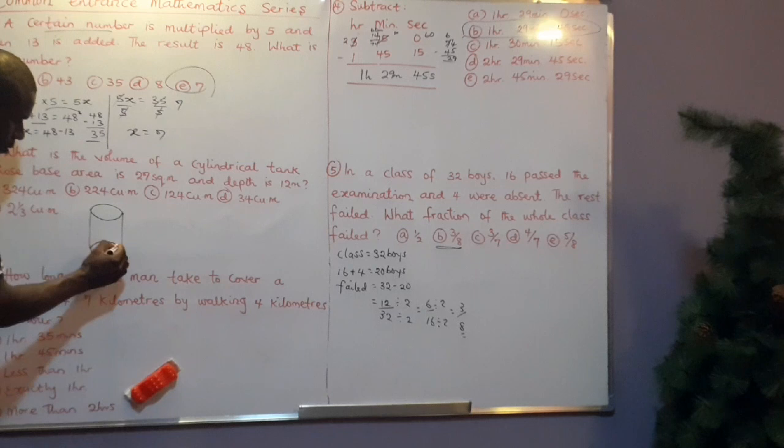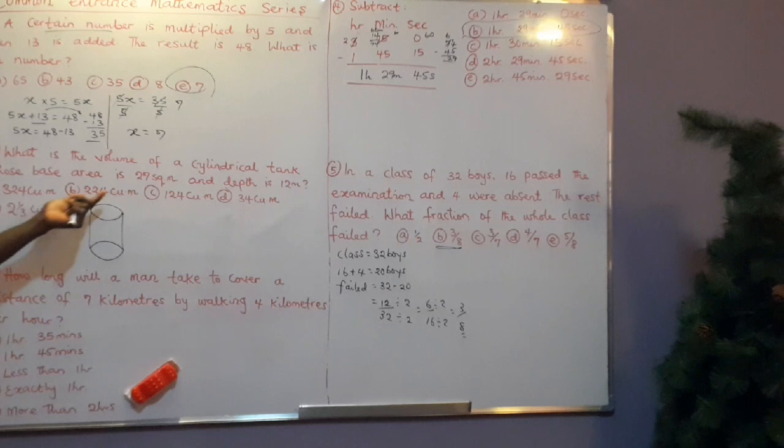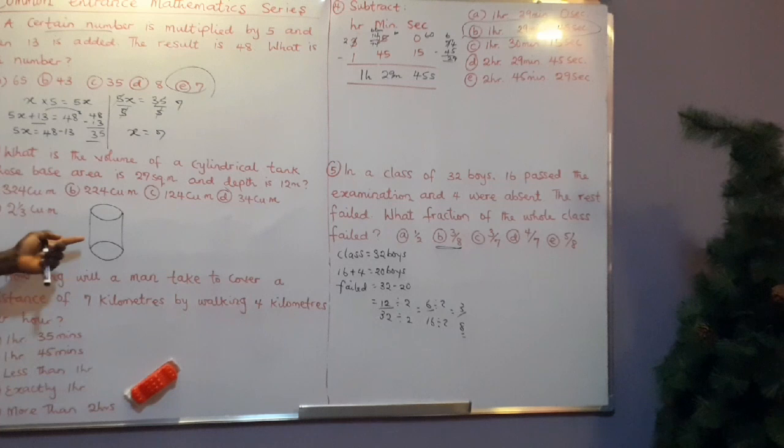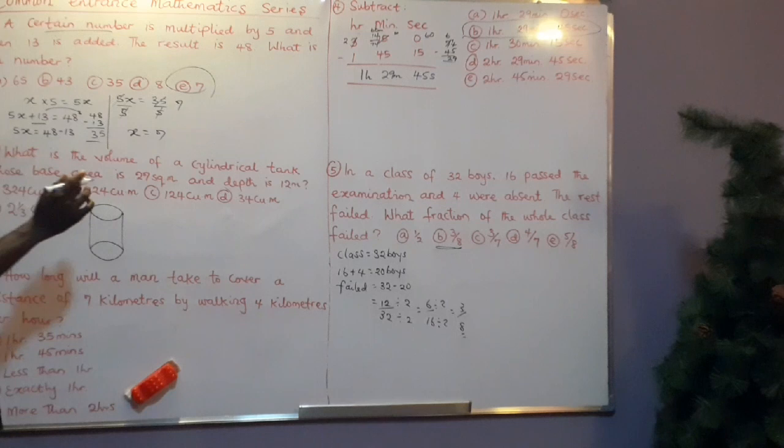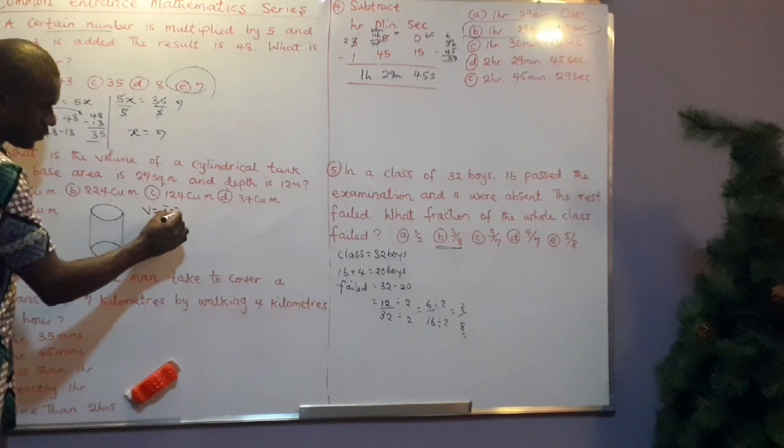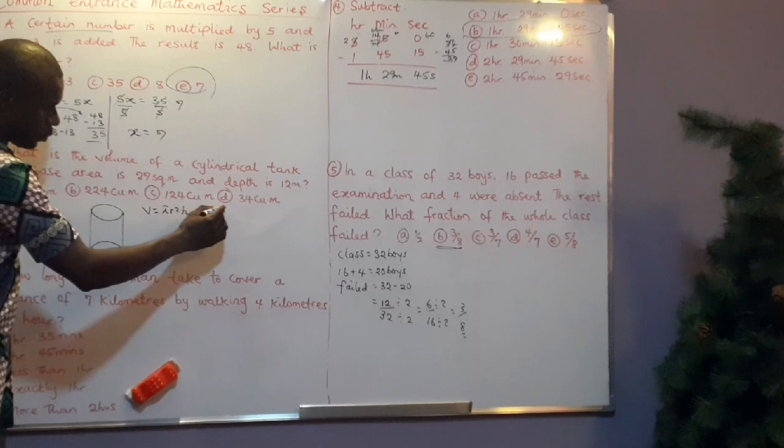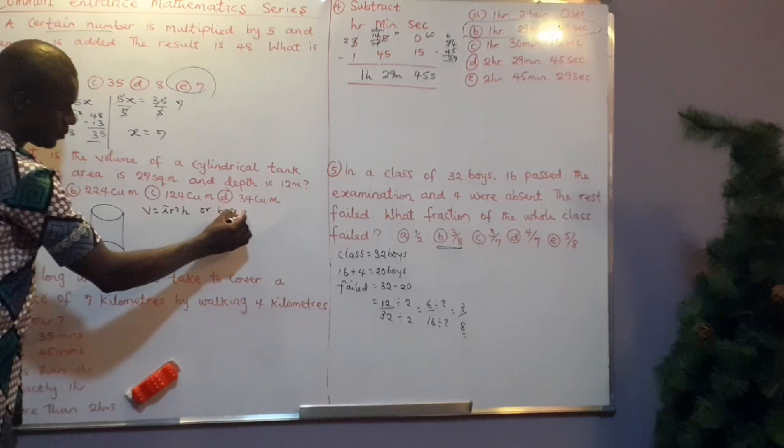Okay, what is the volume of a cylindrical tank whose base area is 27 meters squared and depth is 12 meters? The first thing I want you to learn is the formula for calculating the volume of a cylinder. Now, we can solve that in two ways. Volume of a cylinder is pi r squared h, or volume is equal to what? Base area times height. So it all depends on the question.